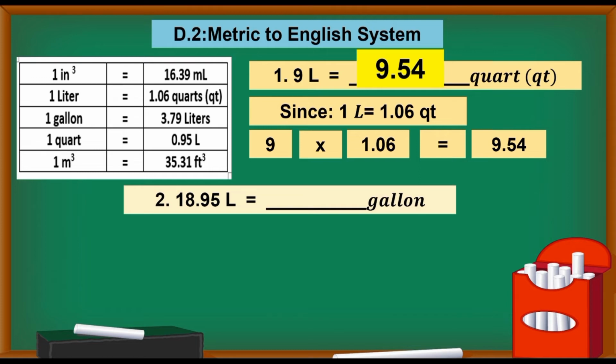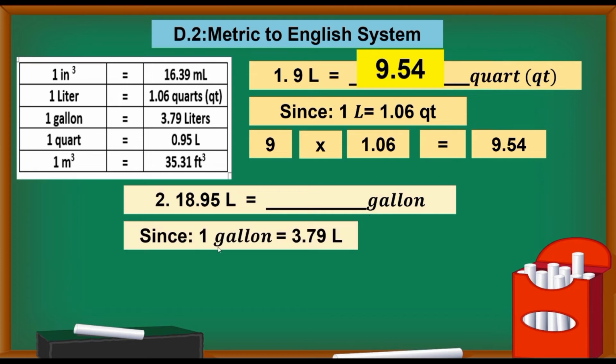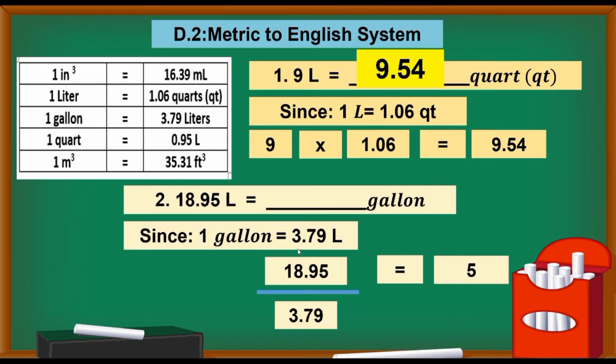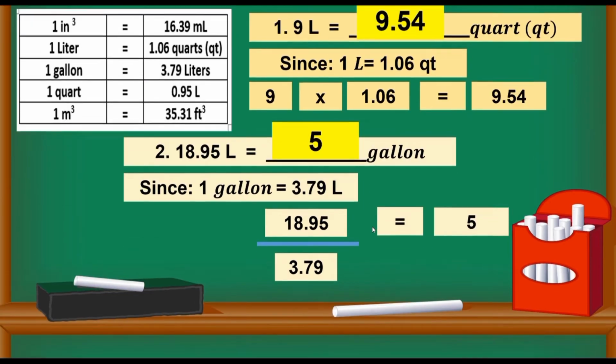Let us have another example. If we have 18.95 liters, how many gallon? So, we all know that in 1 gallon, there is 3.79 liters. Ayan, liter doon sa kabilang side, so i-divide po natin. 18.95 divided by 3.79, and that would be equal to 5. So, therefore, in every 18.95 liters, there is 5 gallons. So, that is for metric to English system ng unit of volume.